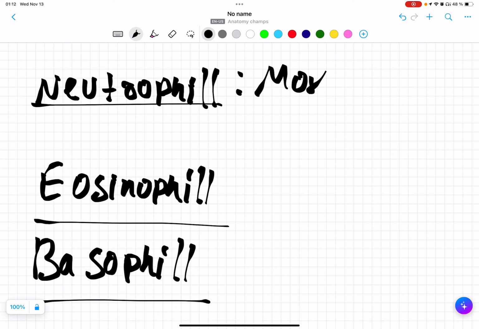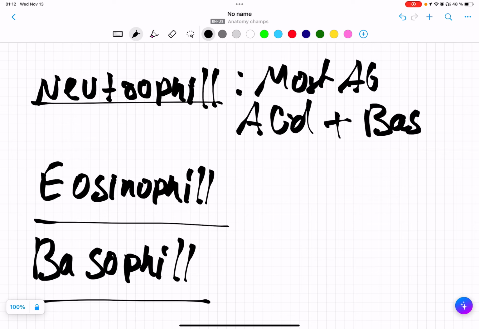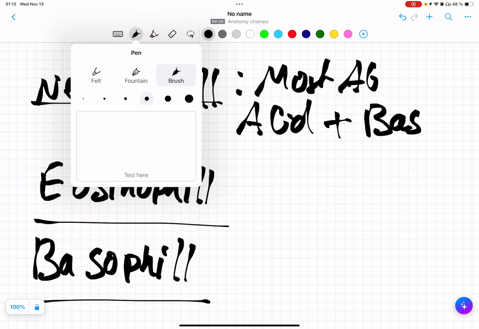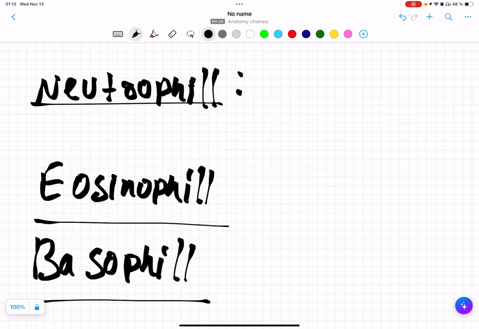So we have neutrophils. First of all, most abundant. They will stain with both acidic plus basic dye. So you can see they are also acidophil or basophil. Basophil means structures which are stained with basic dye. So let me just write with the small alphabets. Neutrophils, most abundant, around 54%. They will stain with both acidic plus basic dye.